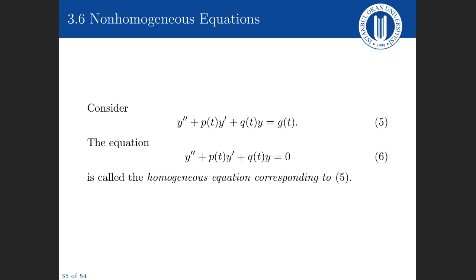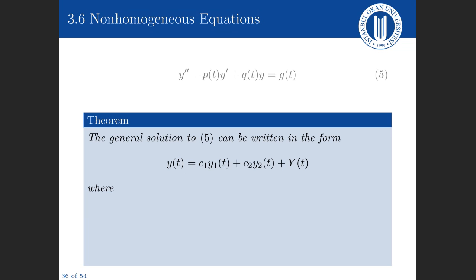Anytime we have a non-homogeneous equation, we can also consider a similar equation, but instead of having equal to g, we could have equal to 0. This is called the homogeneous equation corresponding to equation 5. We have a theorem which tells us what solutions of equation 5 look like. The general solution to equation 5 can be written like this.